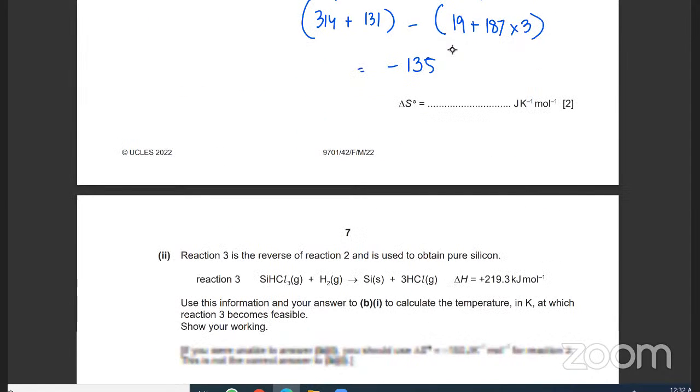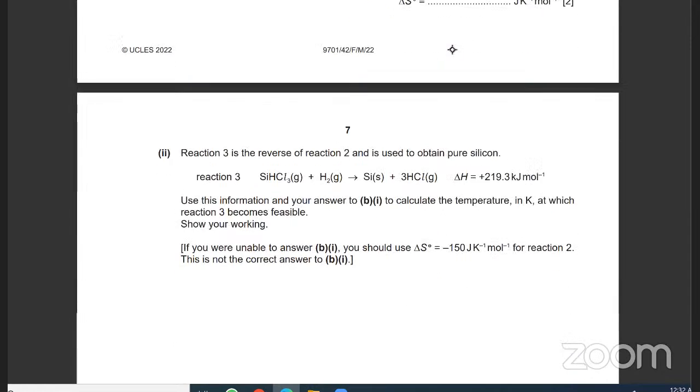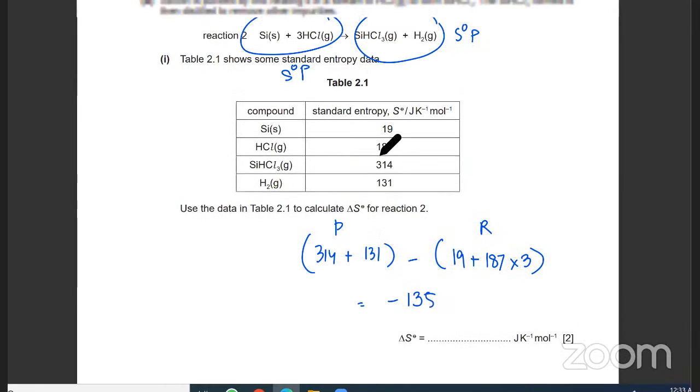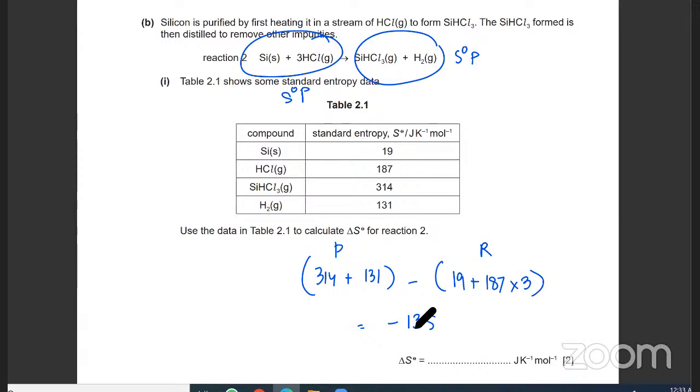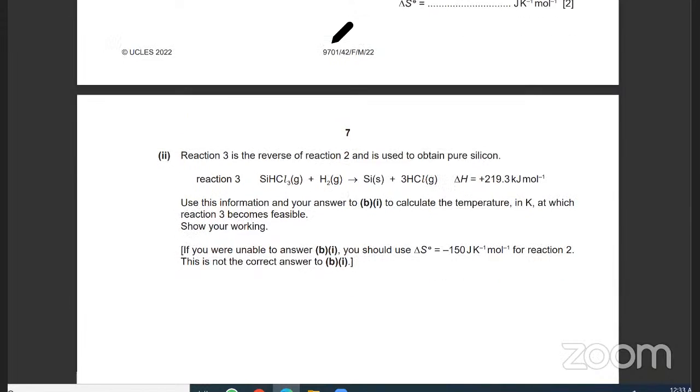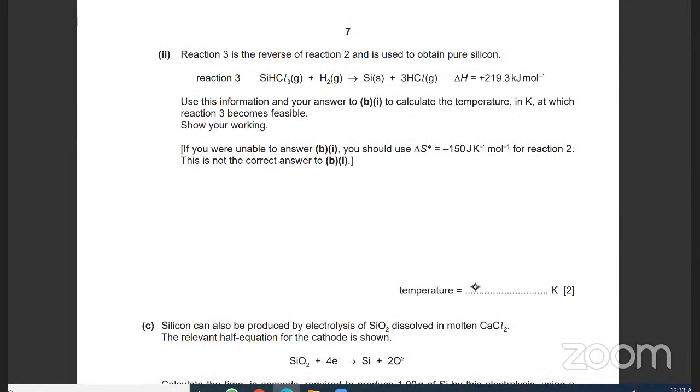So now the next part is you've got reaction 3 is the reverse of reaction 2 and is used to obtain pure silicon. So let me just compare this. If it's the reverse, what will happen to the entropy change? The sign will change because the product will now be the reactant and the reactant will now be the product. So if you do product minus reactants, it's going to be the exact opposite. So it will be plus 135. So this one is delta S is plus 135 for this one.